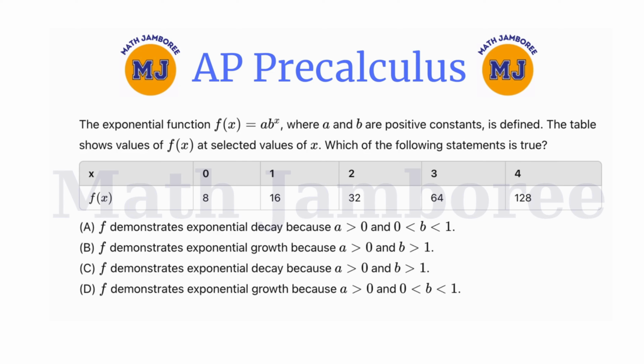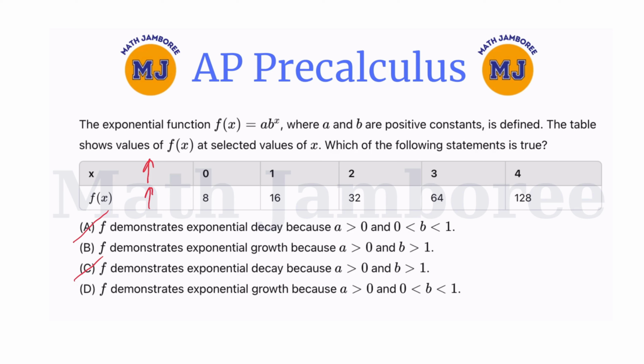The x values are 0, 1, 2, 3, 4, so the x values are increasing. The y values are given as 8, 16, 32, 64, and 128. These are also increasing. They are both increasing. In that case, this must be a growth function. Choice A says a decay function, so we'll just eliminate it. Also, choice C says f demonstrates exponential decay, but it demonstrates exponential growth.